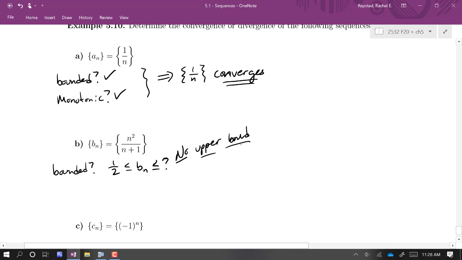If it's not bounded, it's not going to converge. It does happen to be monotonic. Yeah, it's increasing without bound. So, not bounded is enough for us to say that it does not converge, or that it diverges.